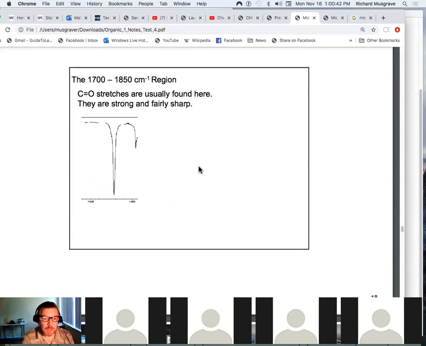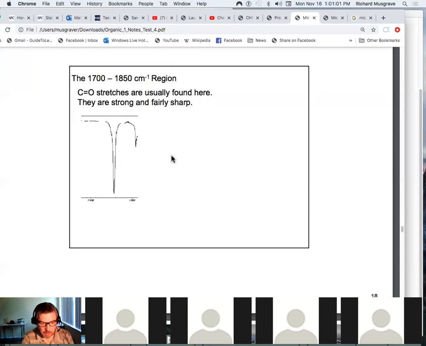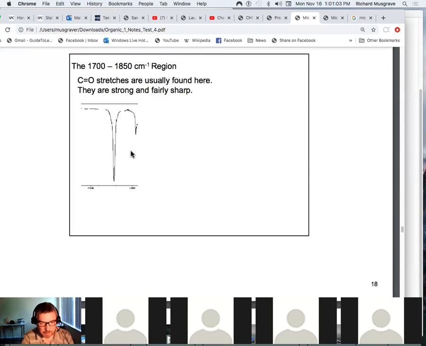Another really useful one is 1700 to 1850. That's where we find C double bond O. Again, nothing else absorbs in that region, just C double bond O's. That one is really useful. Those are usually strong, usually sharp. Sometimes they're a little bit wide, but not too wide. Generally C double bond O, I mean, usually sharp.